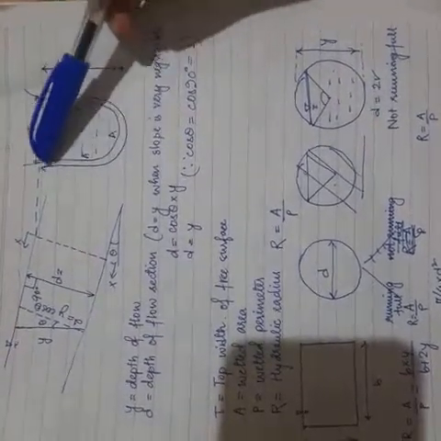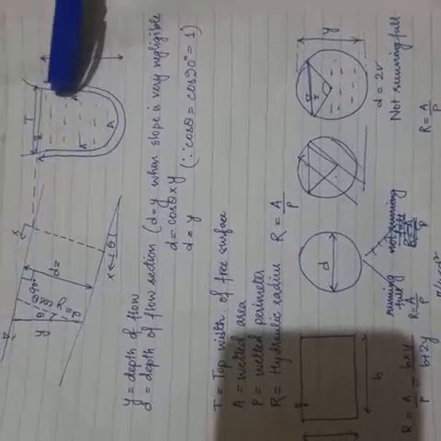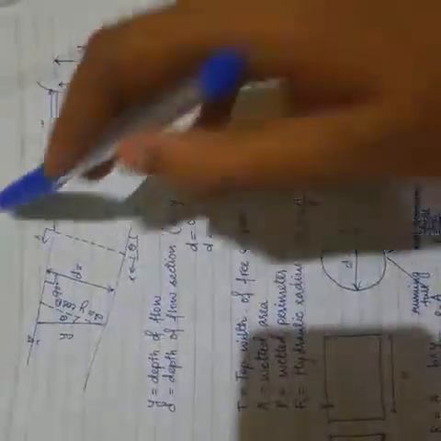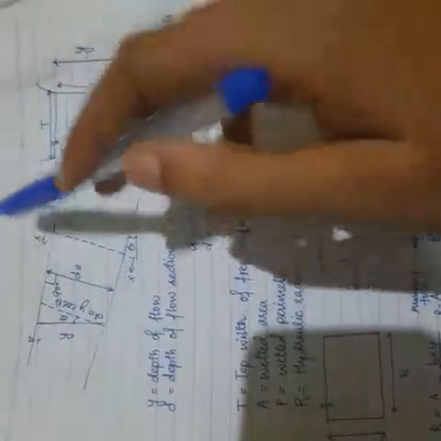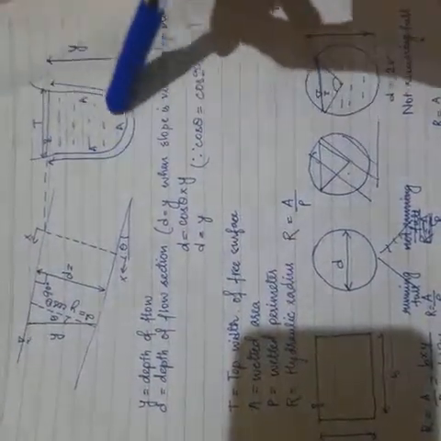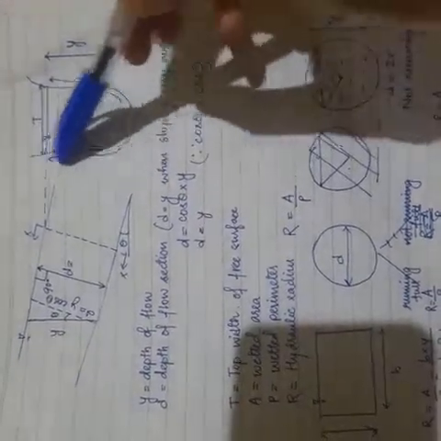Perimeter, if it is a circle, then circumference is the perimeter of the circle. If it is a rectangle, then the perimeter is the boundary. For a circle, perimeter is called circumference. If we consider the perimeter of this, then this is this section. So this is our open channel, everything.